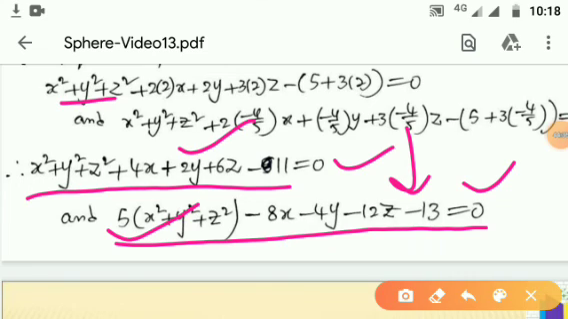This is the procedure you have to follow to solve whenever you are given such type of problems. Thank you very much.